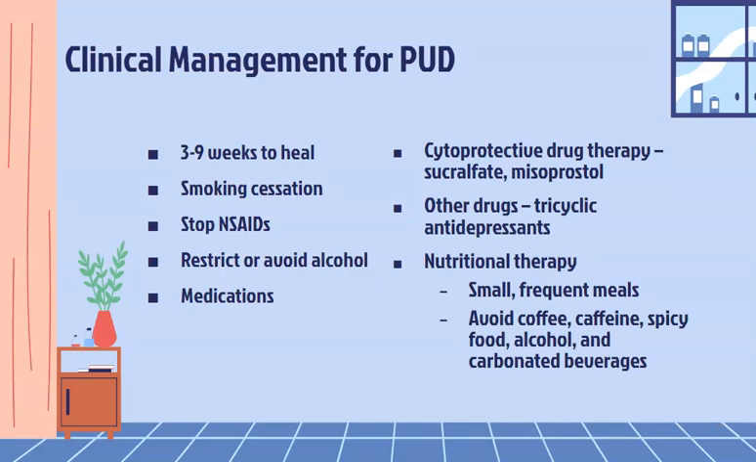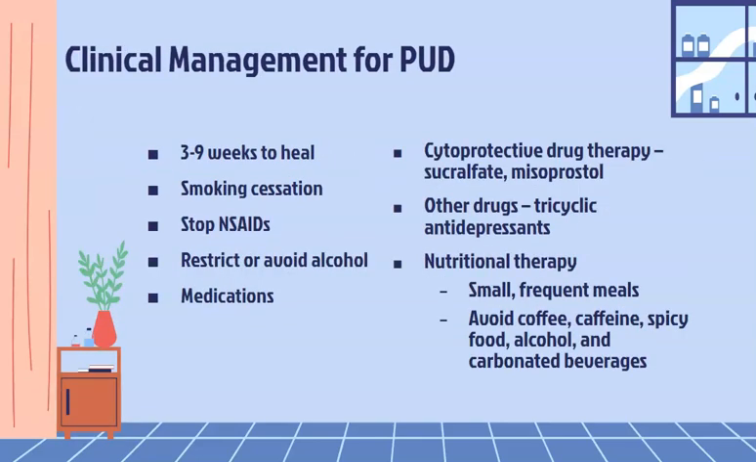How do we manage it? Rest, smoking cessation. If they are taking NSAIDs, we're going to stop those, and then we want them to restrict or avoid alcohol and any medications that could be offending as well. We can give them protective medications, so the cytoprotective meds, sucralfate. Misoprostol is actually a medication that can be used. I know you guys talked briefly about that one in your OB content, but this medication actually can be used in treatment of some GI issues.